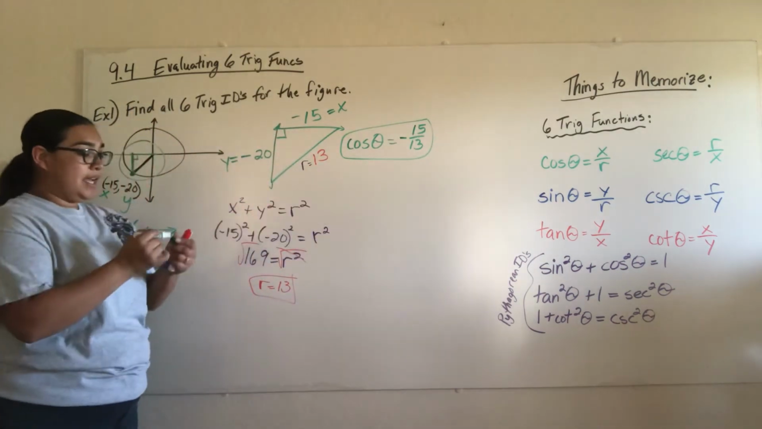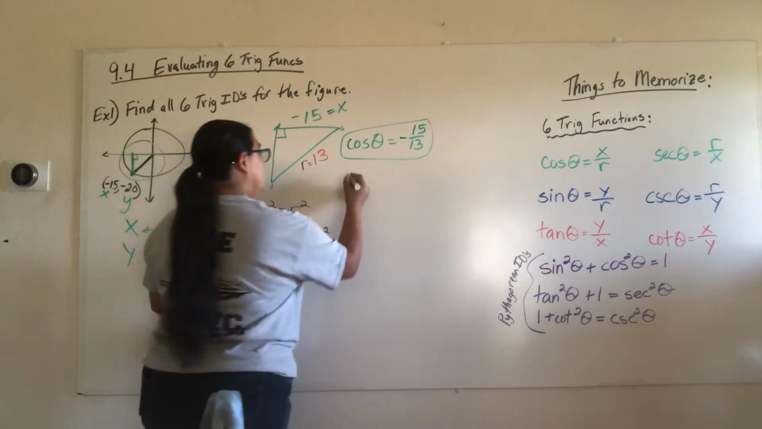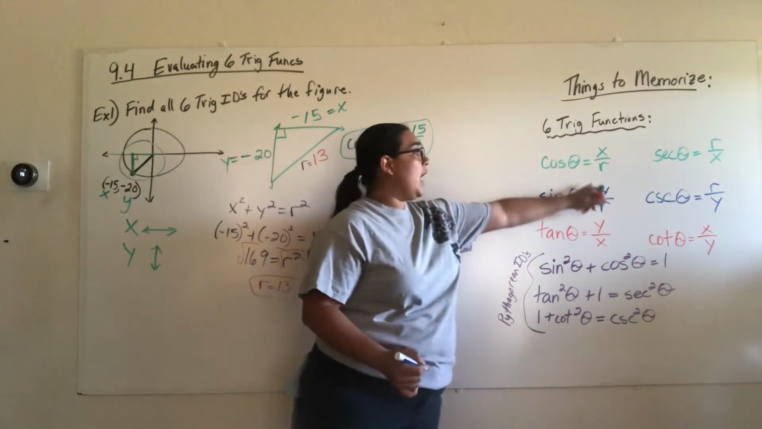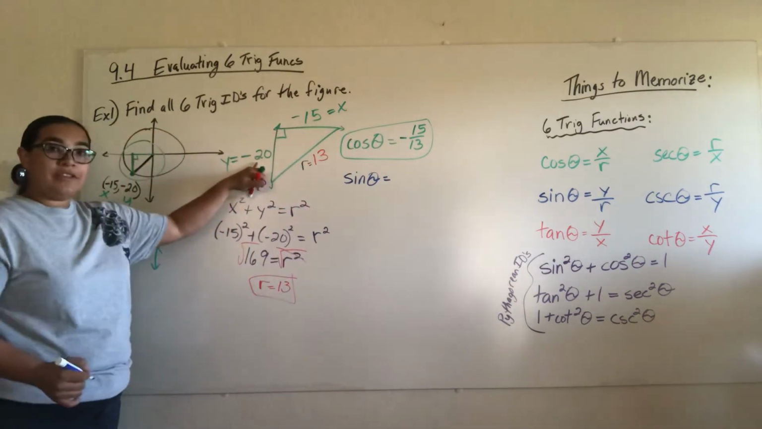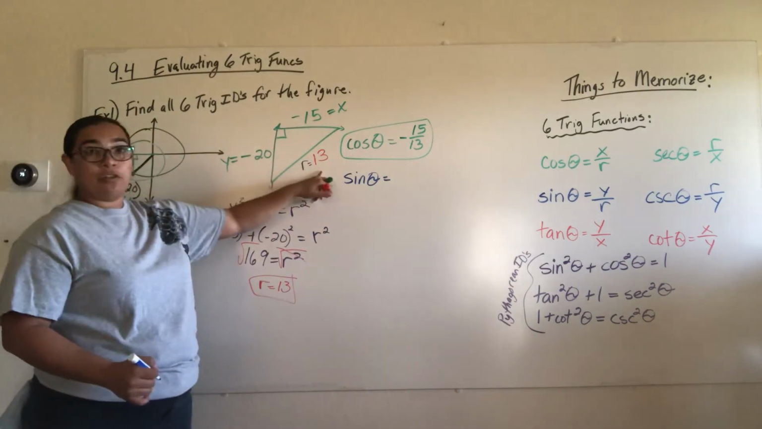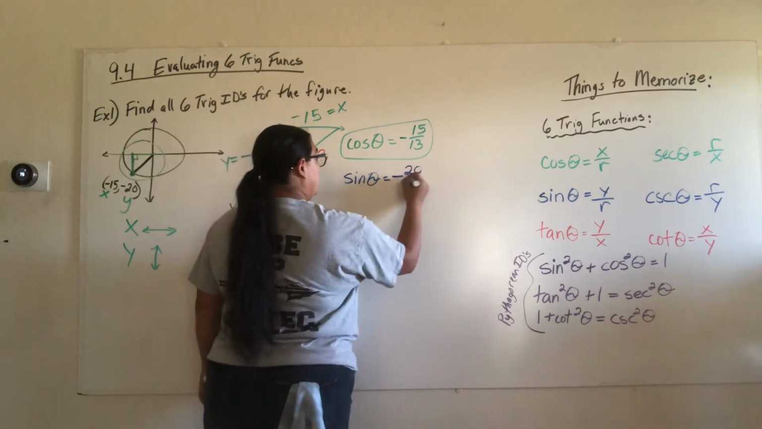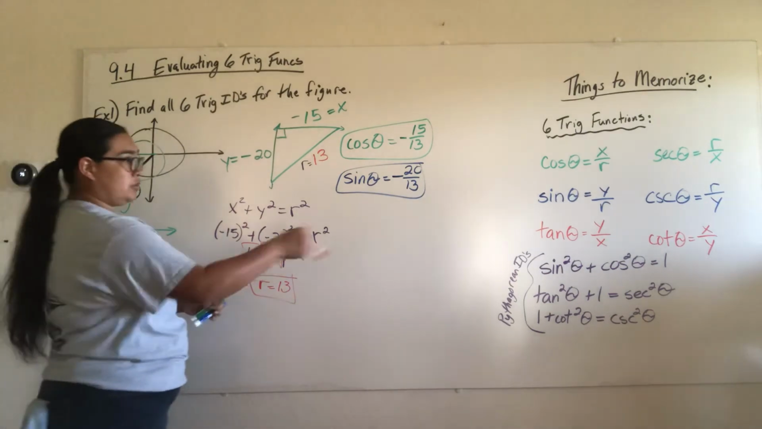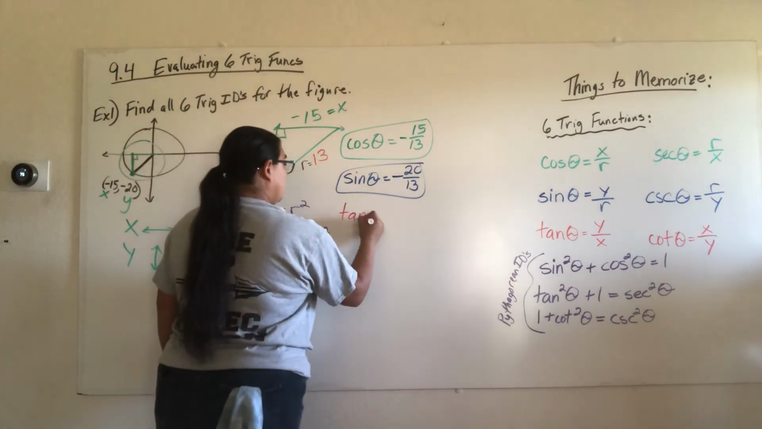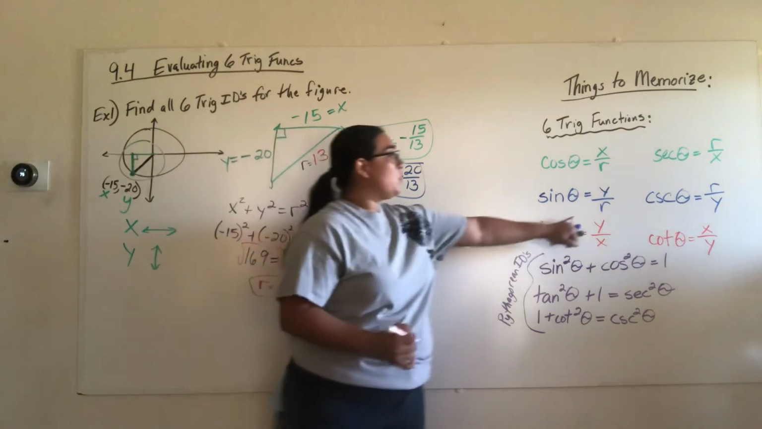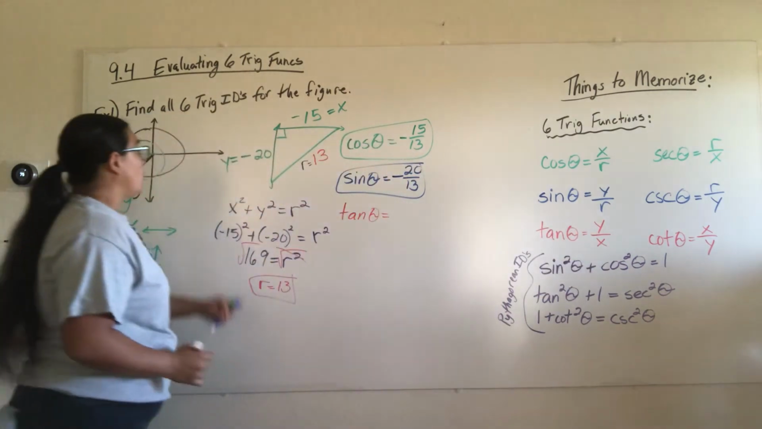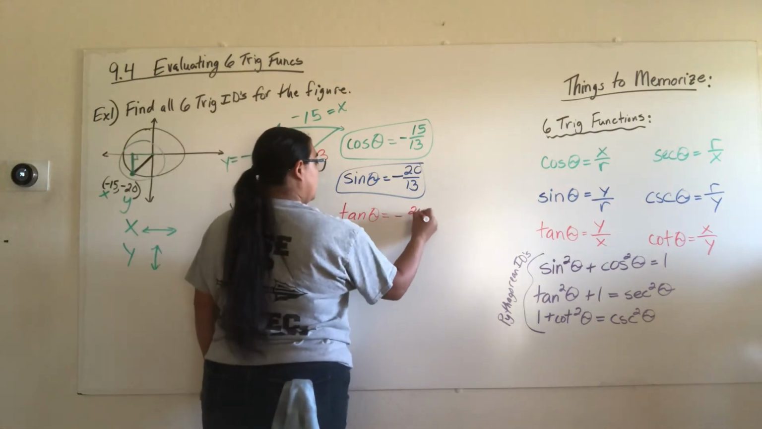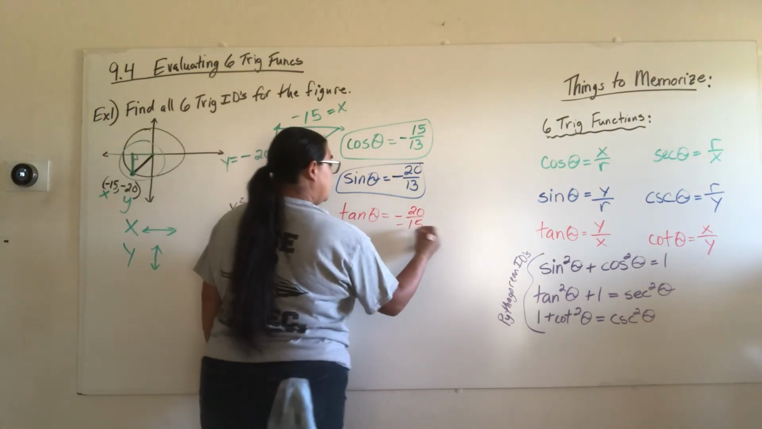The next one is sine, so let's do sine now. So sine theta, same thing. Your formula for sine is y over r. So your y value is here, the negative 20. So you're going to do negative 20 over 13. And there's your sine function there. And then the next trig function we have there is tangent. So tangent theta, that's y over x. So your y is negative 20, your x is negative 15. Negative 20 over negative 15 is that.